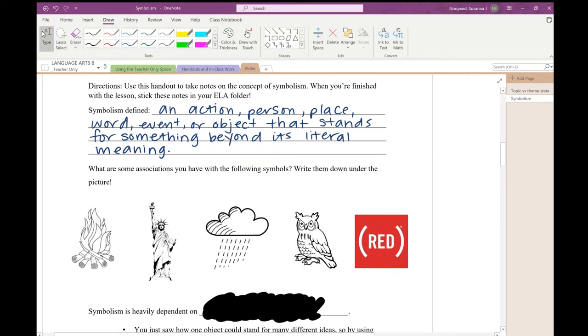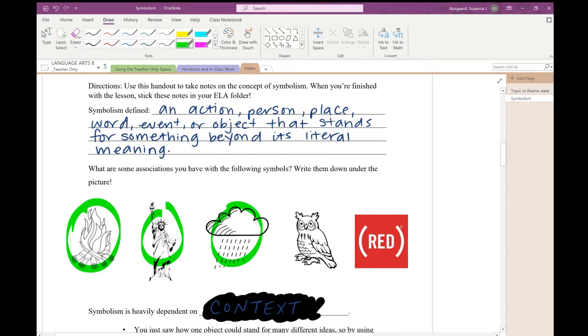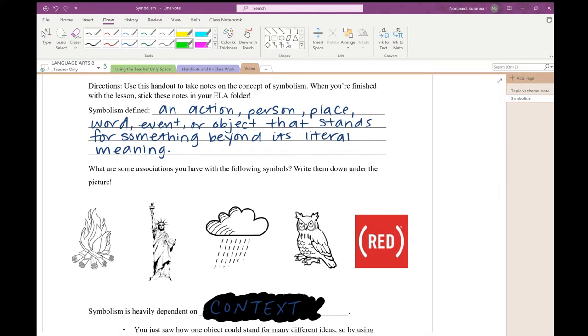If we look at these images below, it's pretty easy to figure out what they literally are. This picture right here, fire, right? This is a picture of the Statue of Liberty, a picture of rain, of an owl, of the color red. But what kind of symbolic associations might these images have?